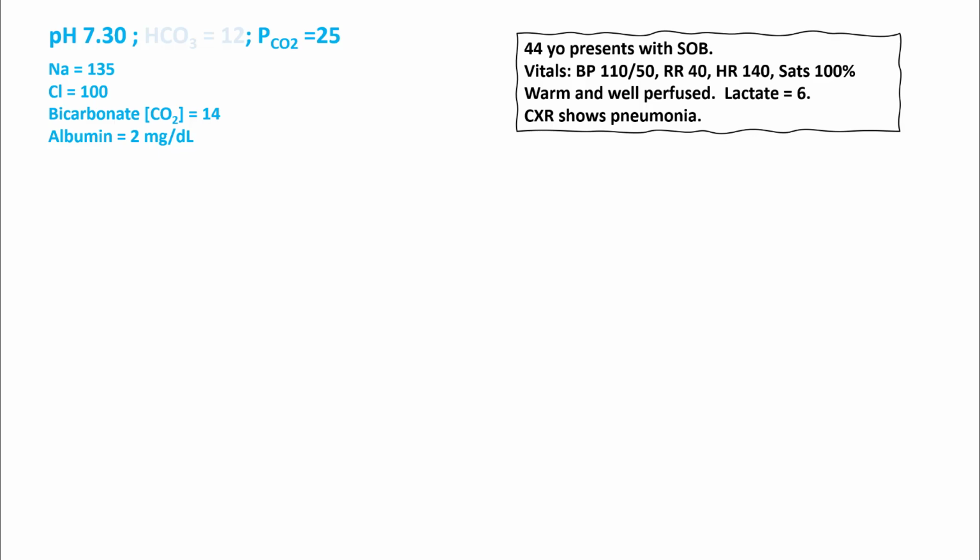So this is the next patient, a 44-year-old with shortness of breath. His respiratory rate is 40, heart rate 140, blood pressure 110/50. He's warm and well perfused, lactic level is 6, and chest X-ray shows pneumonia. So these are his findings from ABG and basic chemistry.